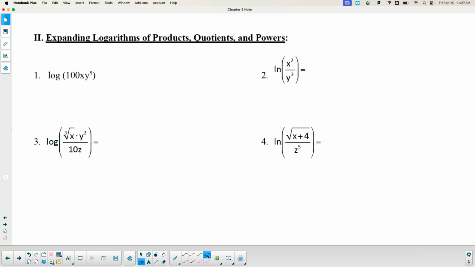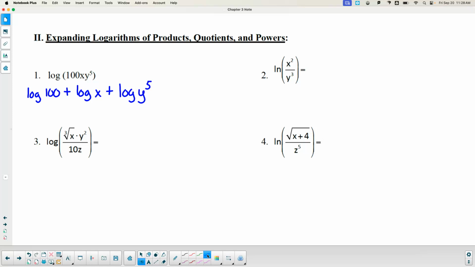Okay? So if I'm looking at this one, this would be the log of 100 plus the log of x plus the log of y to the 5th power. Because all of those are being multiplied. 100 times x times y to the 5th power, those are all products. Okay, so we're going to expand it out with addition.